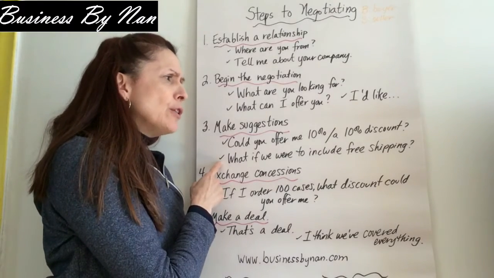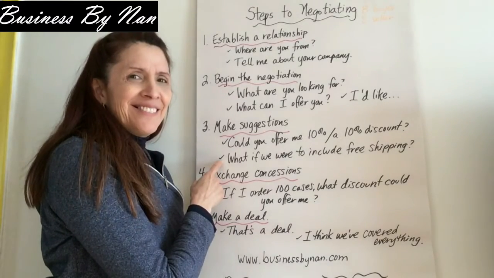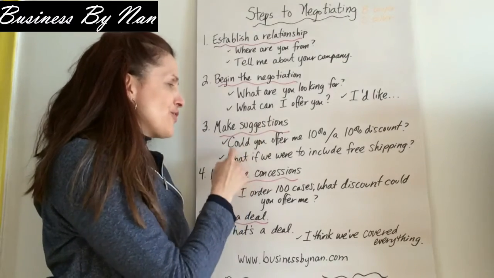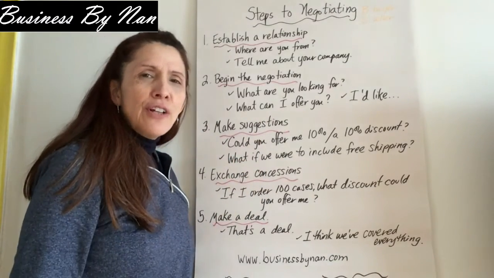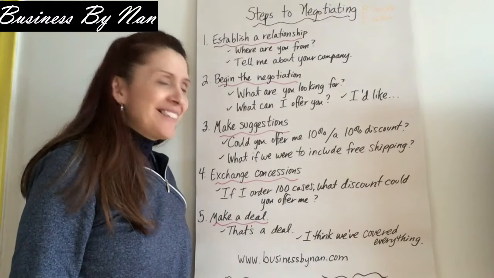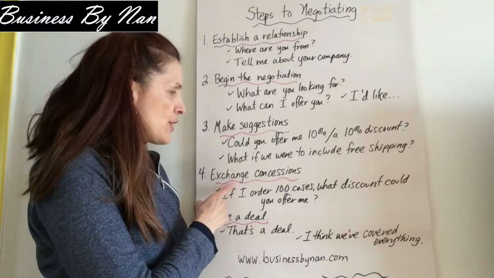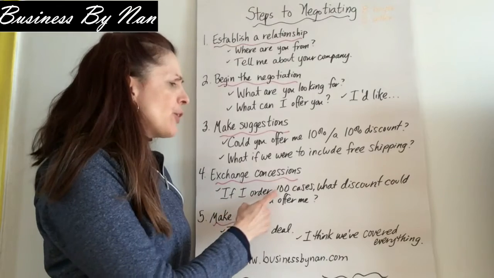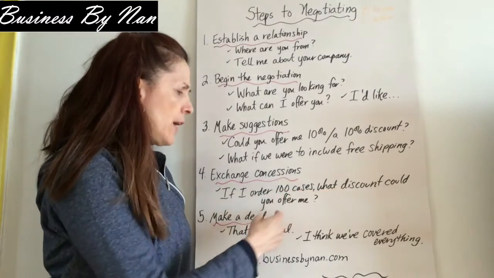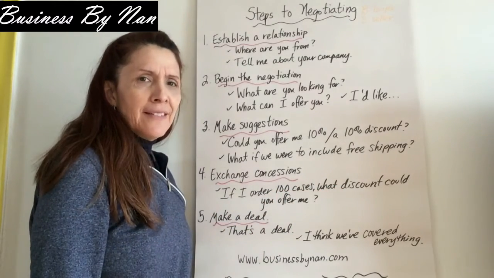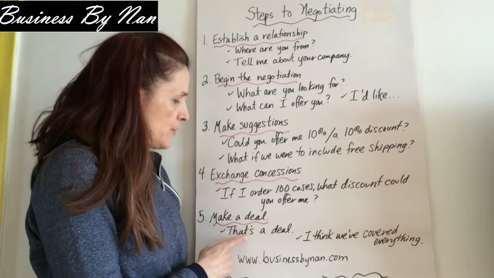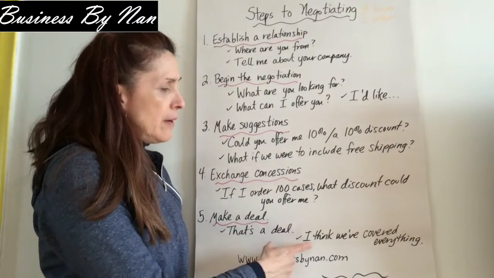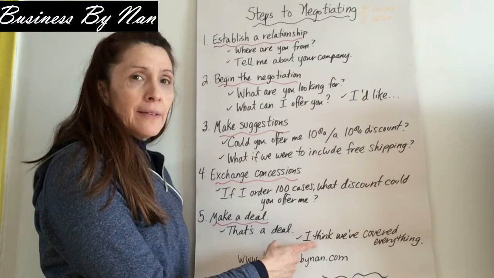What if we were to include free shipping? And so you notice making suggestions, could you, what if we, these are good ways to make suggestions. You can also use how about, what about. Exchanging concessions. If I order 100 cases, what discount could you offer me? And then finally, make a deal. We say, that's a deal. I think we've covered everything.